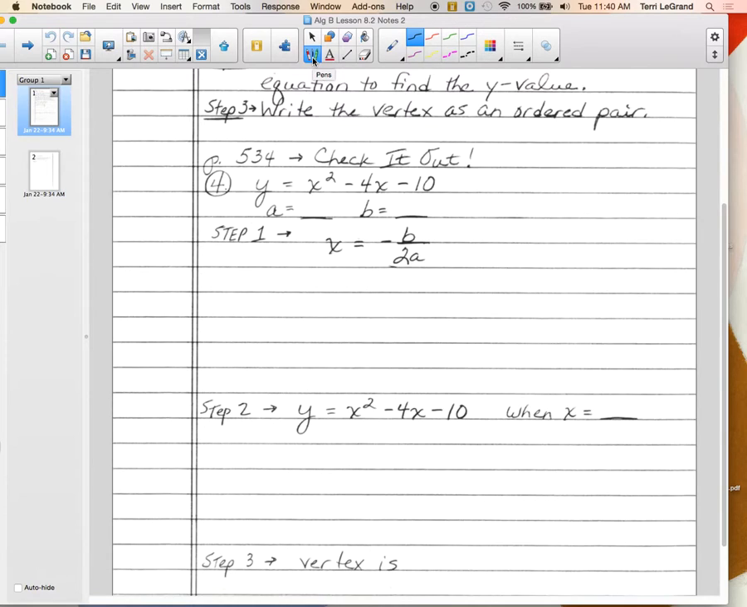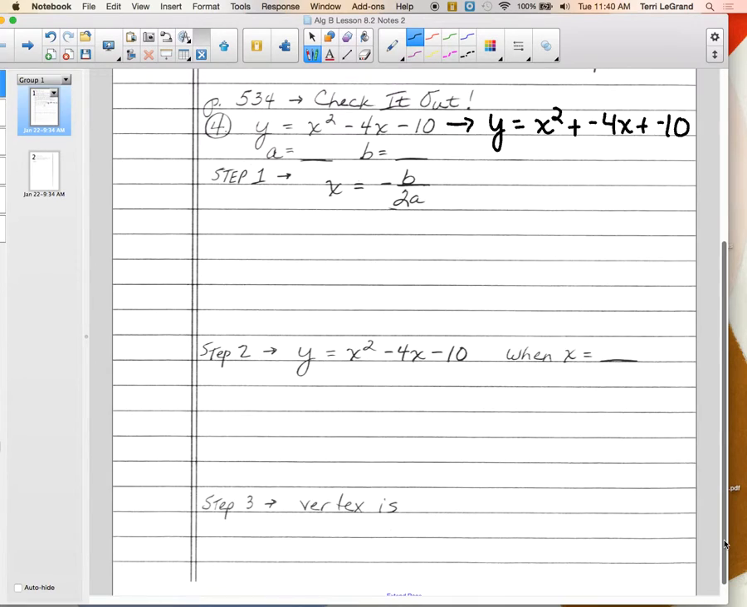Add the opposite. So let's change it to y equals x squared plus negative 4x plus negative 10. It's going to be really important that we identify the a and the b properly, or we're setting ourselves up right away for getting the wrong x value of our vertex. So our a value is? 1. Our b value is? Negative 4. And our c value doesn't count for anything right now, so don't worry about it.